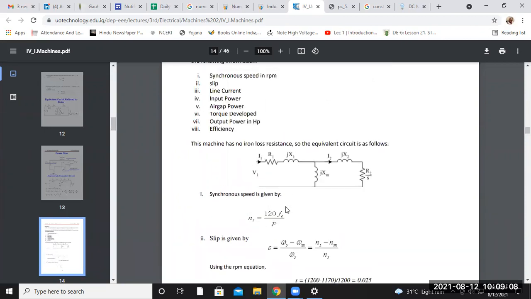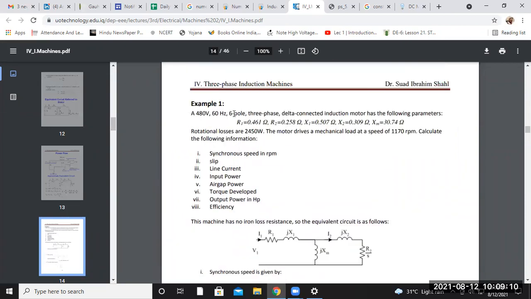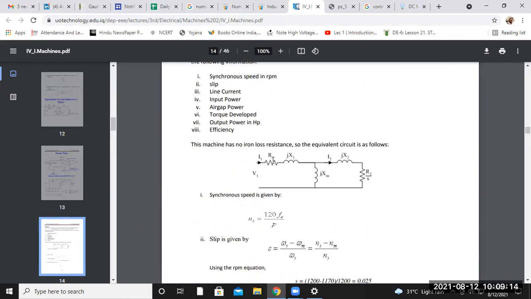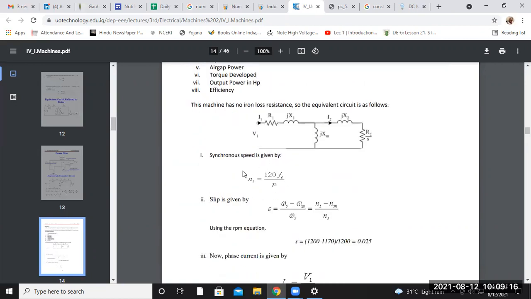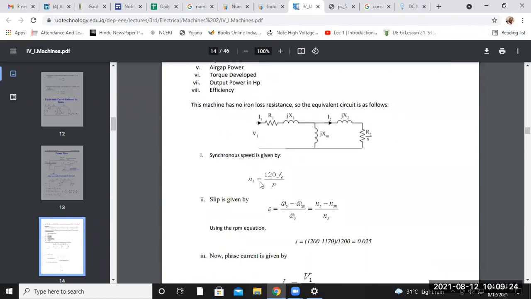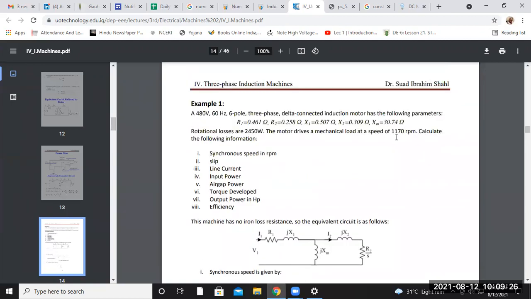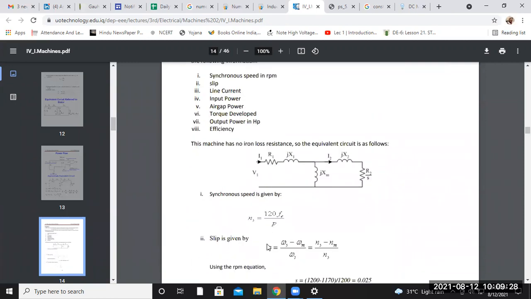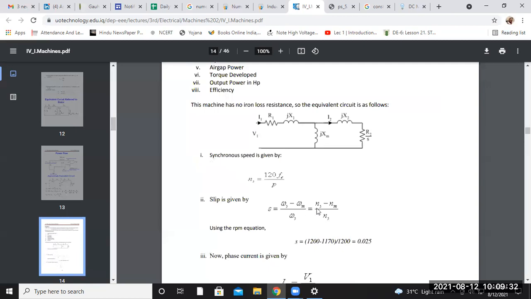Just by putting in the values, you get 120 into F, F is 60, divided by 6. That means the synchronous speed is 1200 RPM. Second is the slip. You have the value of Ns and you have the value of the rotor speed, 1170. So you can find it easily by using this formula, that is slip S equal to Ns minus Nm divided by Ns.